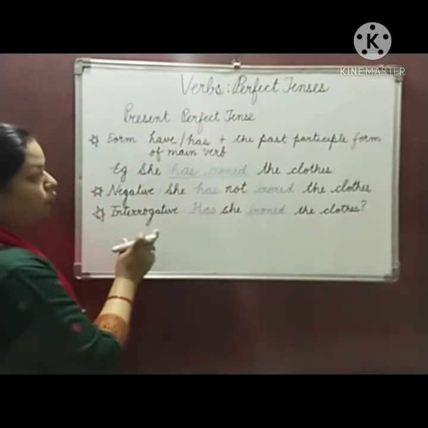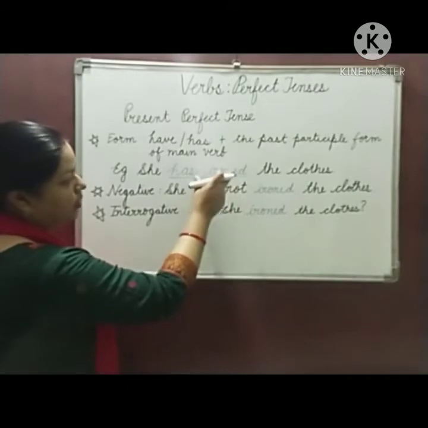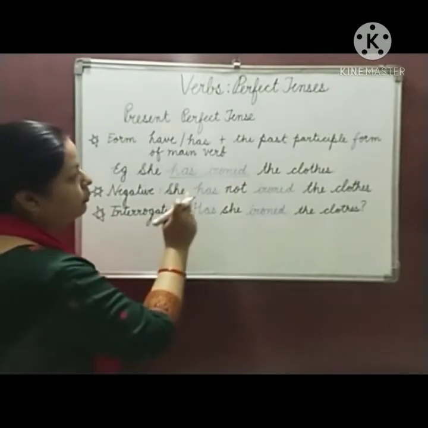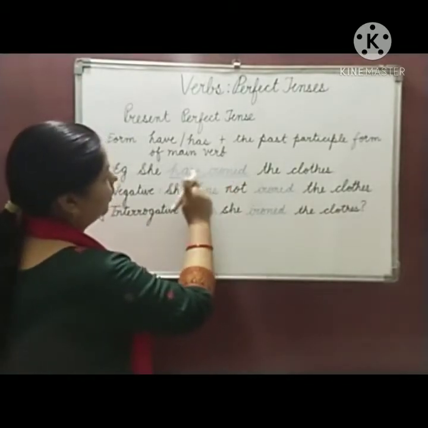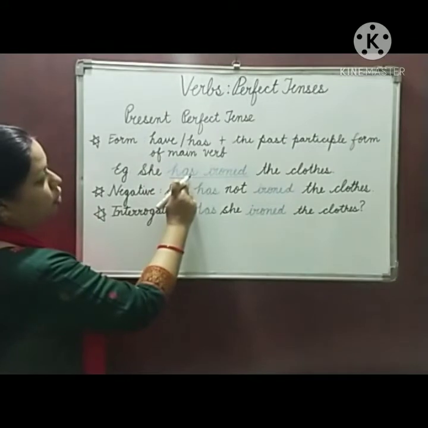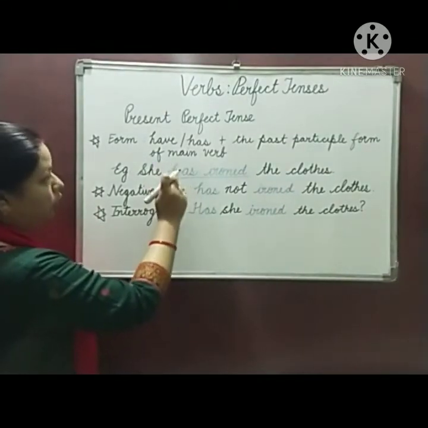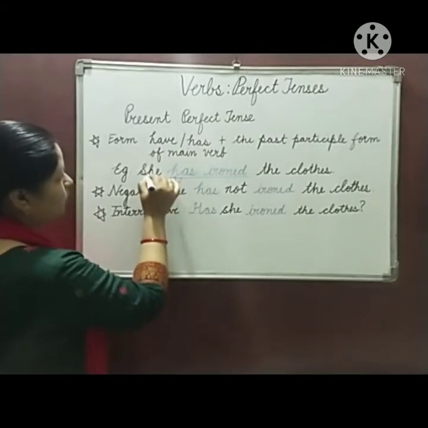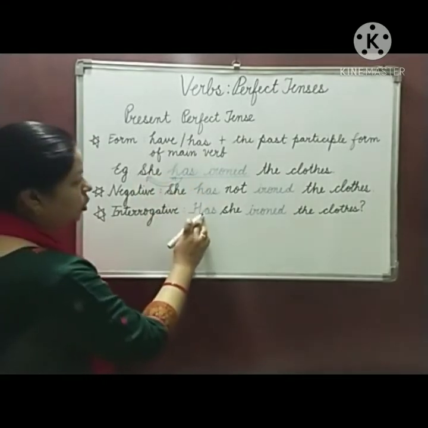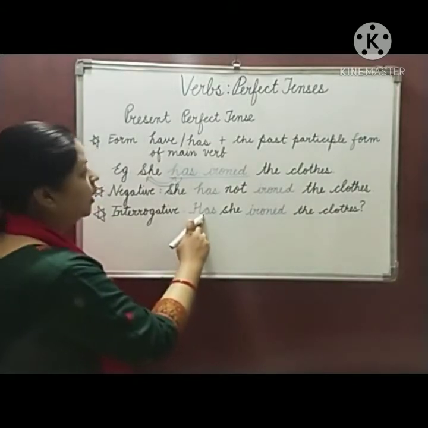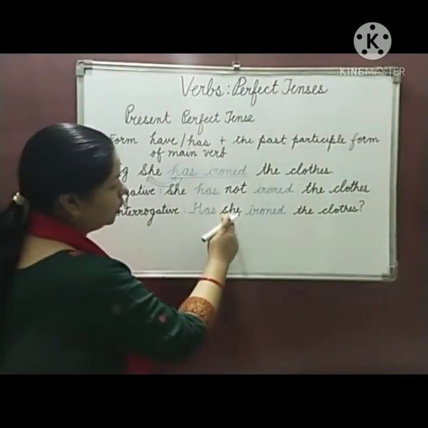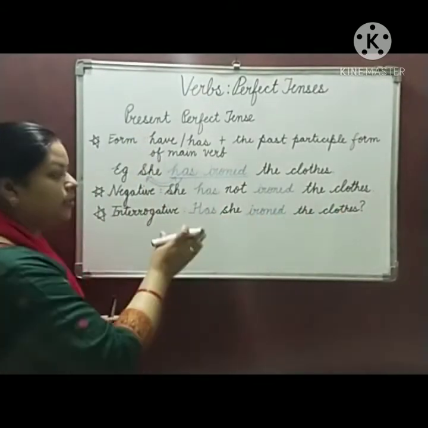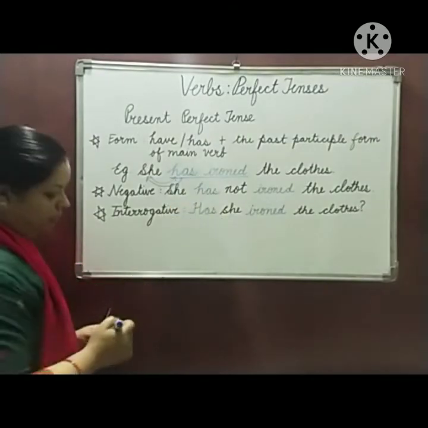After that, how to frame the same sentence, or change the same sentence, into interrogative, a question statement? For that, we will interchange the place of the subject and the auxiliary verb. So, what we will do? We will just interchange their positions. So, we will use the auxiliary verb has in the beginning and then the subject after that, she. So, has she ironed the clothes? This is the interrogative form of the same sentence.